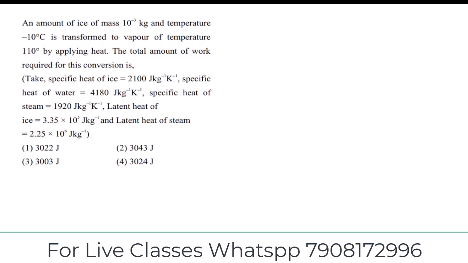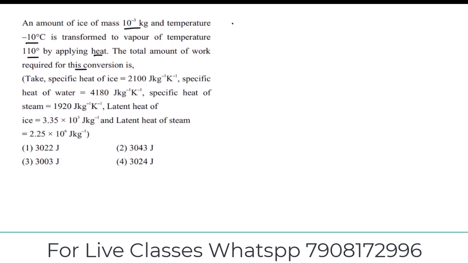An amount of ice of mass 10^-3 kg and temperature -10 degrees centigrade is transformed to vapor of temperature 110 degrees centigrade by applying heat. The total amount of work required for this conversion is? So initially we have ice of mass 10^-3 kg at temperature -10 degrees centigrade. Now it is transformed to vapor of temperature 110 degrees centigrade by applying heat. I have to calculate the total work required.